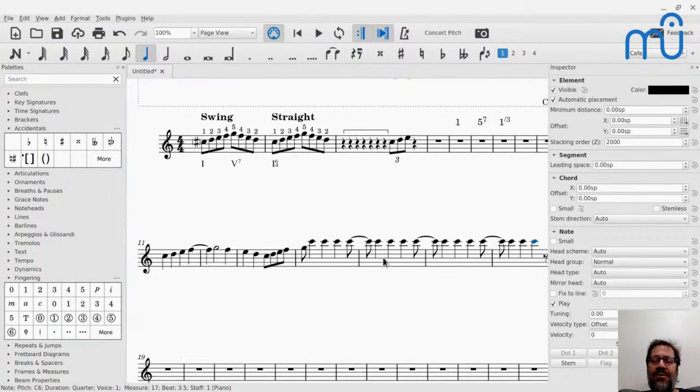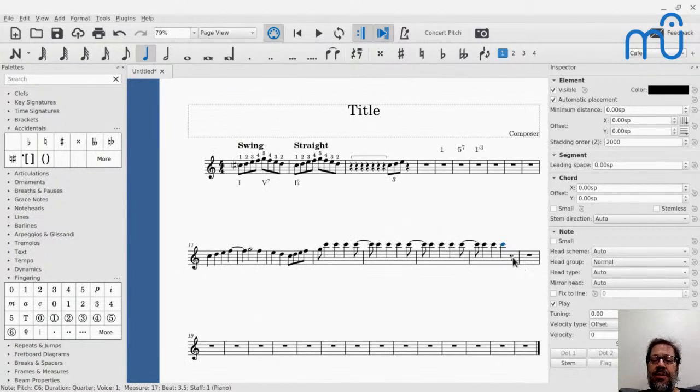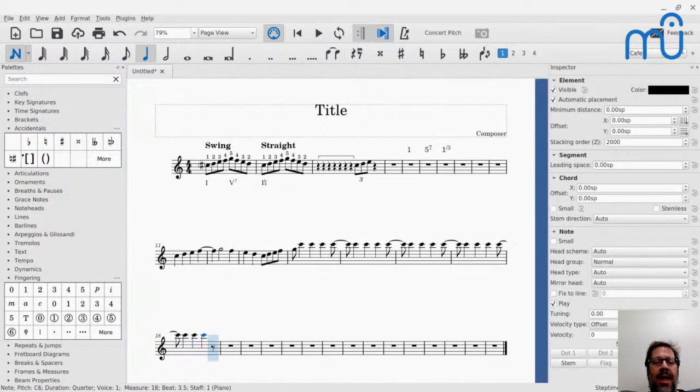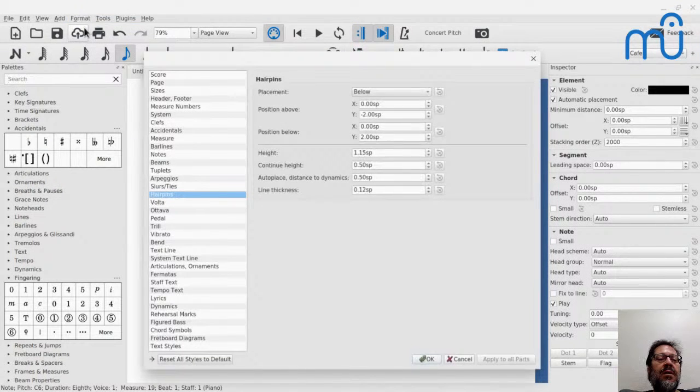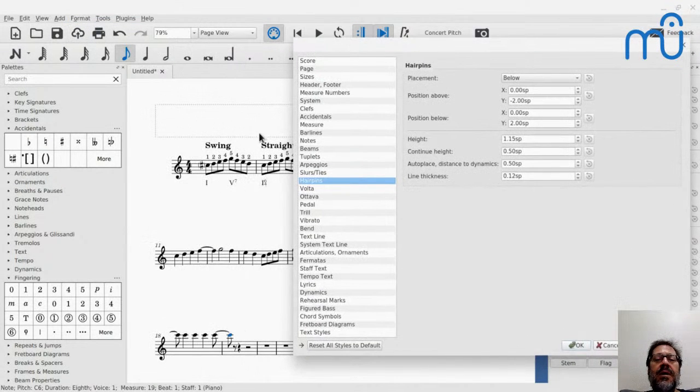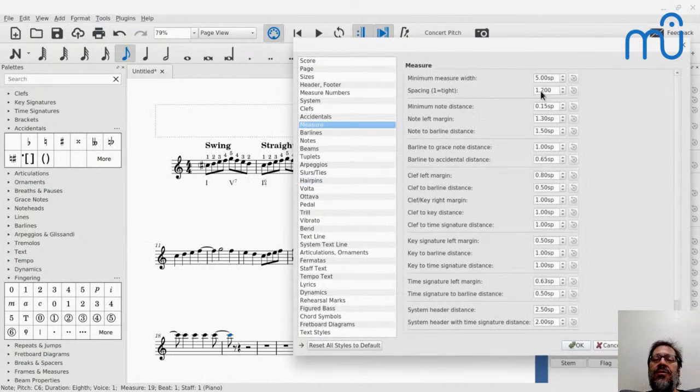This is the default spacing here for how close together these notes are. And I think that this default spacing, well, let me show you what it is. It's under Format, Style. In the Measure dialog is this spacing. And I think this has not changed. 1.2. What does that 1.2 mean?